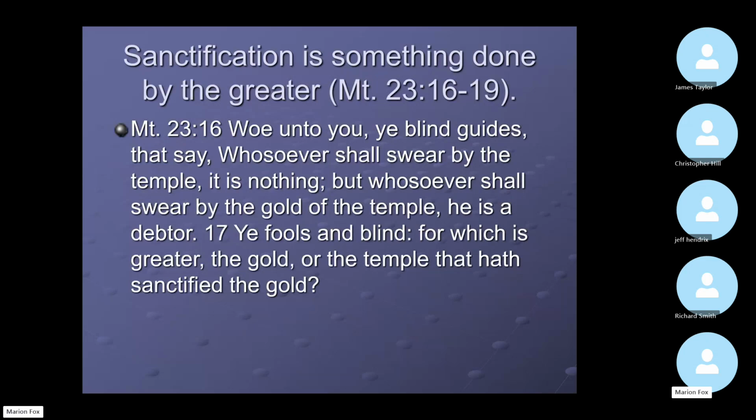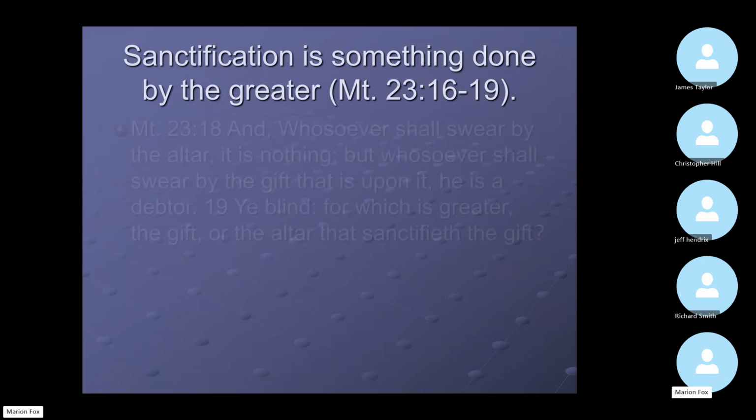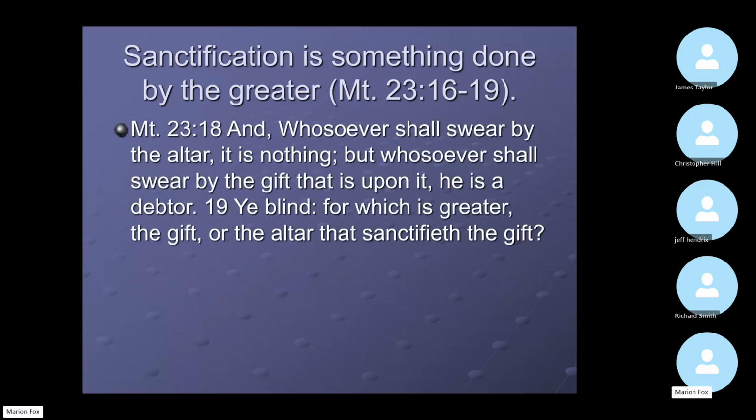You swear by the gold of the temple, he is debtor. But if you swear by the temple, you're not debtor. You don't have to keep your word. And Jesus is arguing, well, the temple is greater than the gold because it sanctified the gold. So he's telling them their claims and sneaky ways to get around keeping their word and not having to keep an oath was all just foolishness. You fools and blind, for which is greater, the gold, or the temple that sanctified the gold? Well, obviously, what sanctifies something else is greater. That's the Lord's argument. So now we've got the principles.